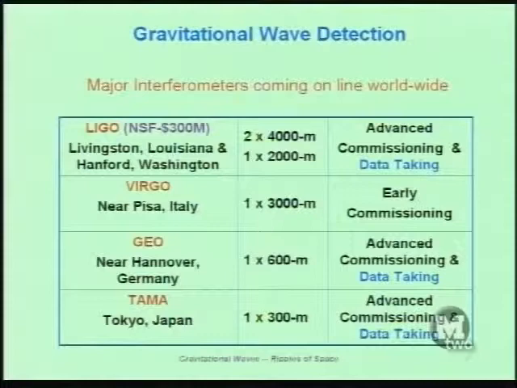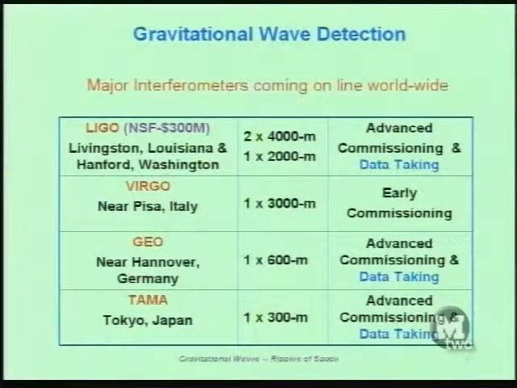First, let me list for you the major interferometers that are coming online worldwide that look for gravitational waves. There's the LIGO project, which I'll be talking about in some detail, which has 3 interferometers, 2 of which are 4 kilometers long, 1 of which is 2 kilometers long. 2 of them are in Hanford, Washington, and 1 is in Livingston, Louisiana. This experiment is in a state of advanced commissioning with sporadic data taking, and we hope later in the year to go into a full-time data taking mode.